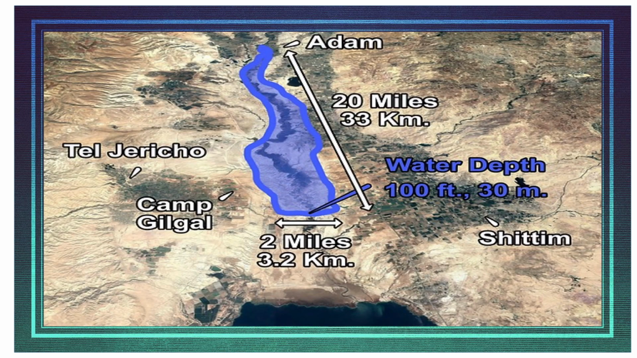Now, this map explains a little more. At the base end, this is the end where it goes into the Dead Sea, Salt Sea. It's 2 miles wide at that point, 3.2 kilometers. Water depth 100 feet at that point, 30 meters. There's Shittim, there's Gilgal, Tell Jericho. In other words, that's the dig at Jericho, where they believe Jericho was at that time.